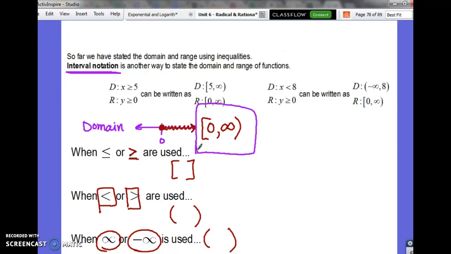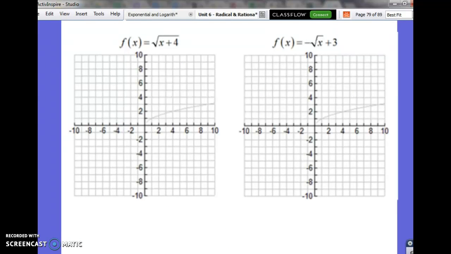you always put the smaller number or smaller value first, and then the larger number or larger value second. Okay. So on your paper, again, when you use less than or equal to, greater than or equal to, use brackets. If it's just less than or greater than, you use parentheses. And anytime you have an infinity involved, you use parentheses. So then on your papers, the parent function has been sketched in for you for the next several examples. So I'm just going to outline it a little more clearly.